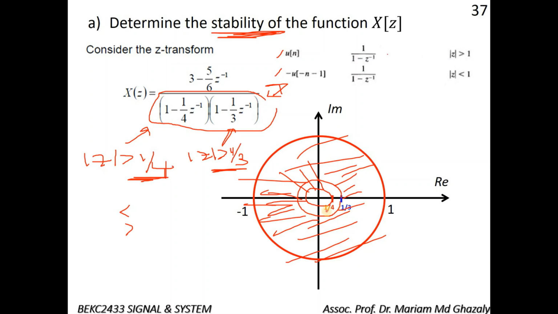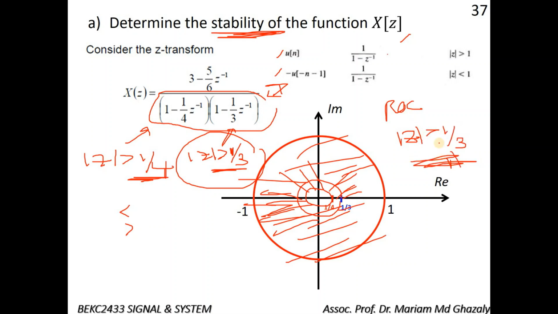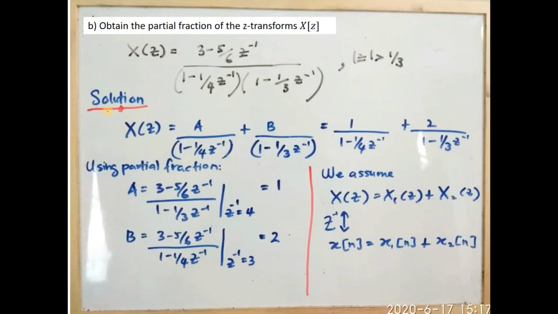I'm sketching it for both |z| more than 1/4 and |z| more than 1/3. So the overlapping area here is at |z| more than 1/3. So the stability, the ROC, is |z| more than 1/3. This is the answer. Determine the stability: the answer is |z| more than 1/3.